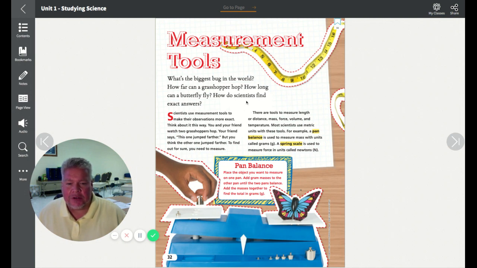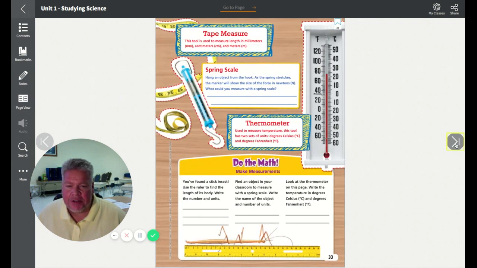There are tools to measure length or distance, mass, force, volume, and temperature. Most scientists use metric units with these tools. For example, a pan balance, here it is at the bottom, is used to measure the mass with units called grams. We'd put the little gram stackers on one side and the object we want to measure the mass of on the other side on a pan balance. A spring scale is used to measure force in units called newtons. I think we'll have to turn to the next page to see the spring scale.